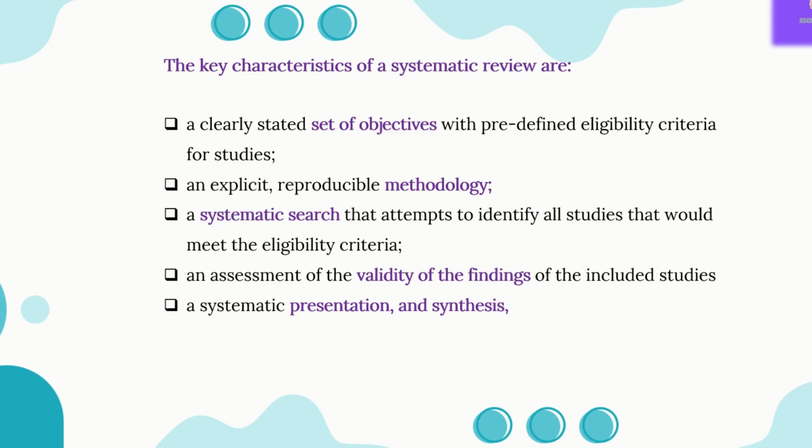There are key characteristics of the systematic review. The first one is you need to clearly state the set of objectives with the predefined eligibility criteria for your studies. The second one is you can systematically design your methodology for your review. And the next characteristic is you can search your articles systematically by using eligibility criteria and systematic search terms.